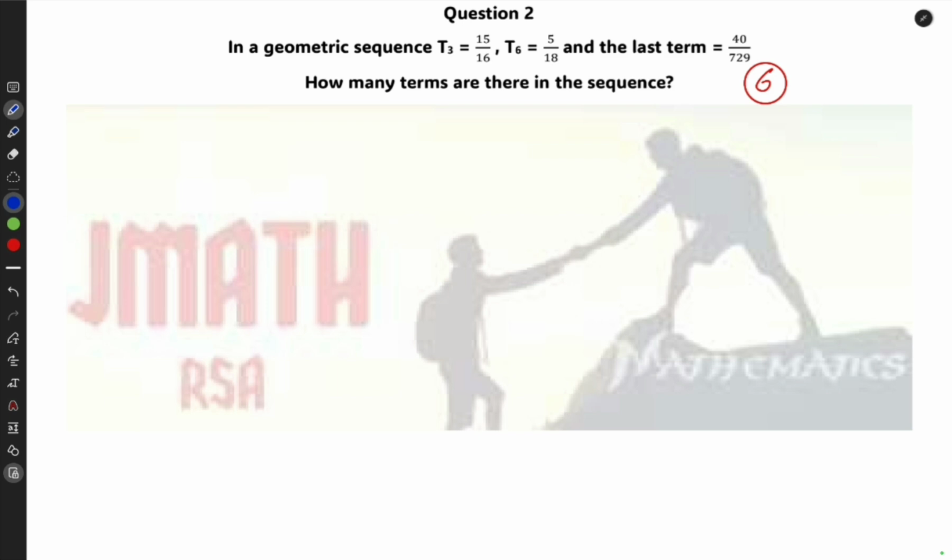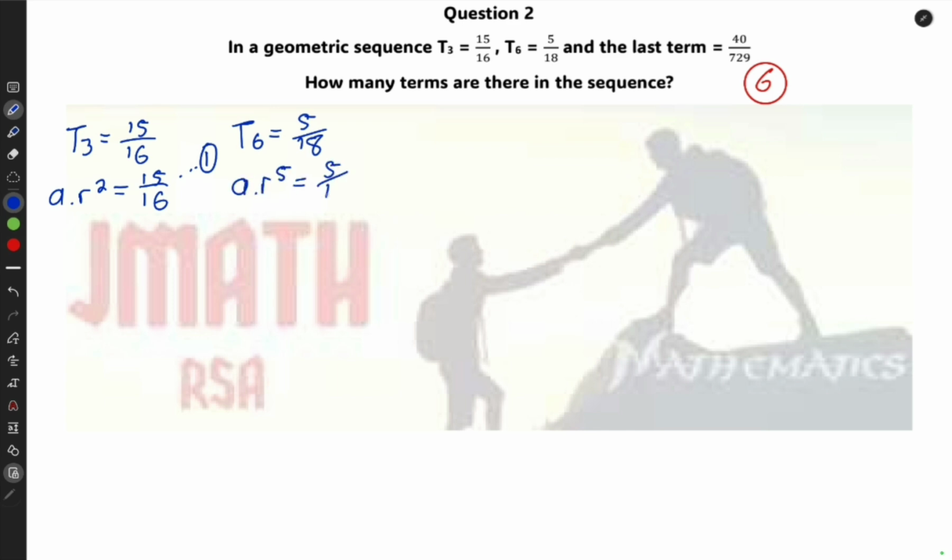The first thing I need to figure out is what is A and what is R. They tell me it's geometric. So to do that, I need two equations. So T3 is equal to 15 over 16. Because it's geometric, I can therefore say A times R squared is equal to 15 over 16. That would be equation 1. Now I can get equation 2. So T6 is equal to 5 over 18, which means this is A times R to the power 5 is equal to 5 over 18.